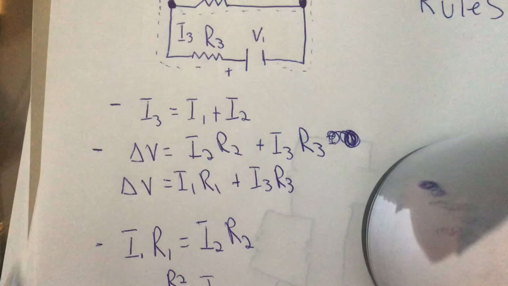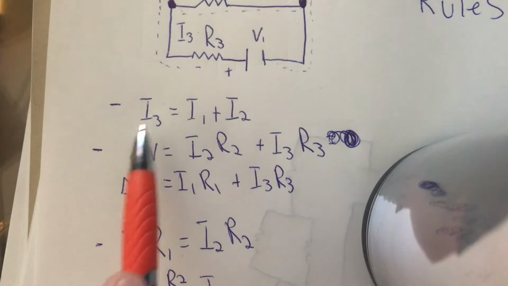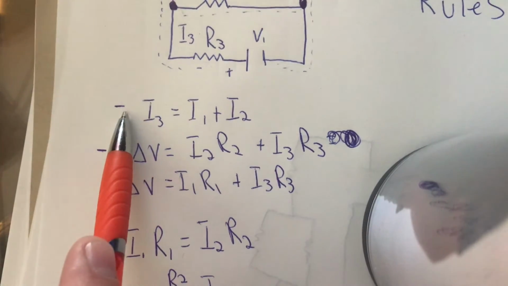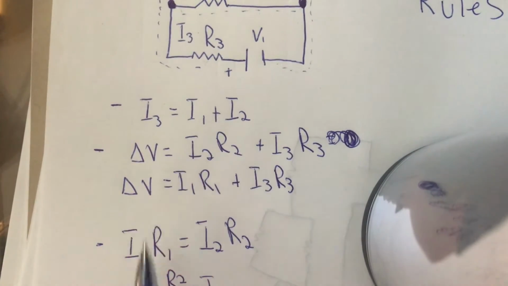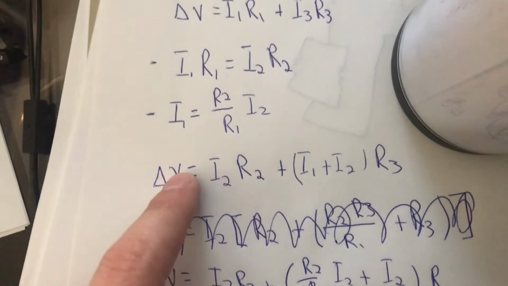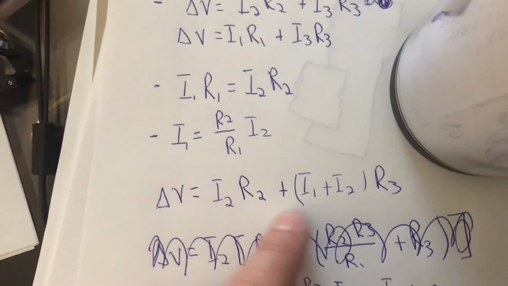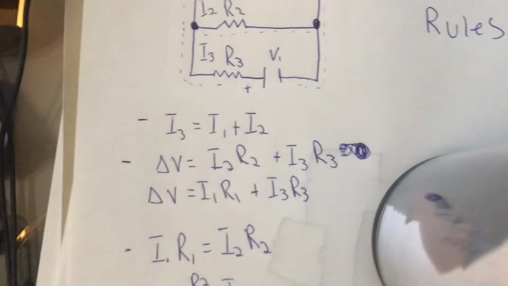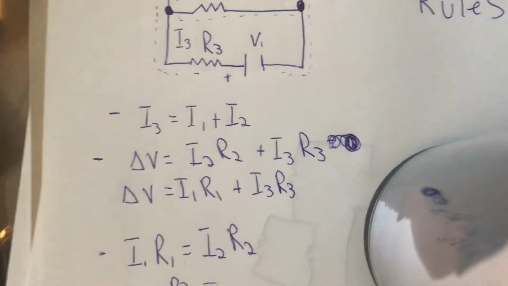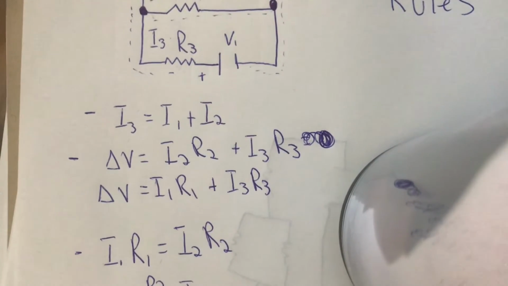But that's because there's two different ways you can work it out, and I'll demonstrate that in the next step. So the first thing that you could do is sub this equation into here, into I3. So this becomes this equation down here: delta V is equal to I2 R2 plus (I1 plus I2) R3. When you do that, then you decide which route you want to go.